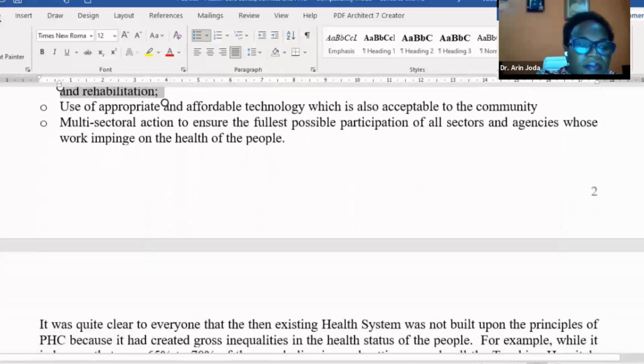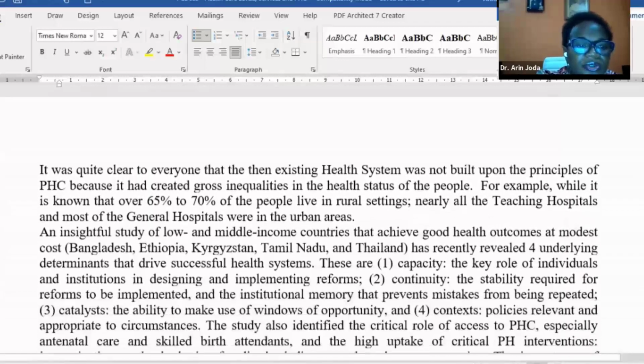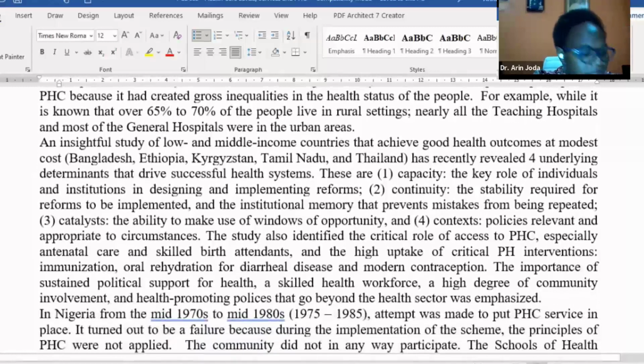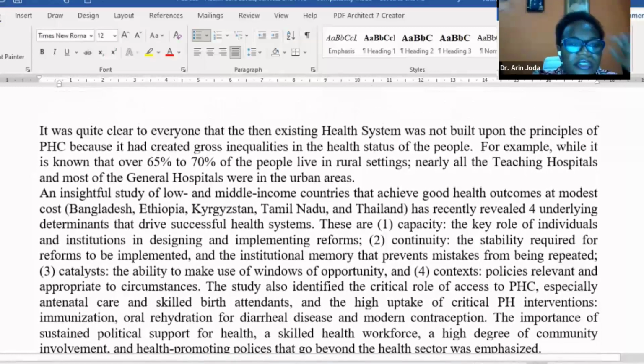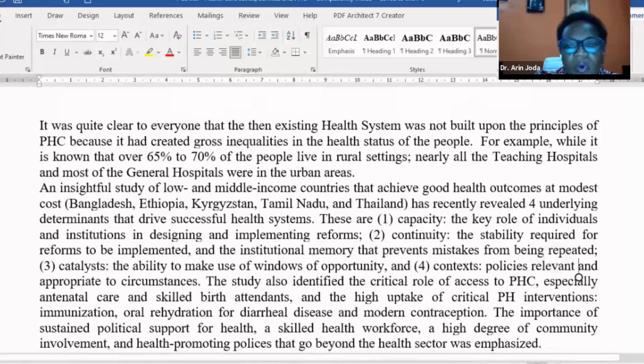Multi-sectoral action, okay. I think all that has been mentioned. So why I wanted to go through this is to see some of the challenges, why PHC failed. So there was gross inequalities, and there are still gross inequalities in the health status of the people.